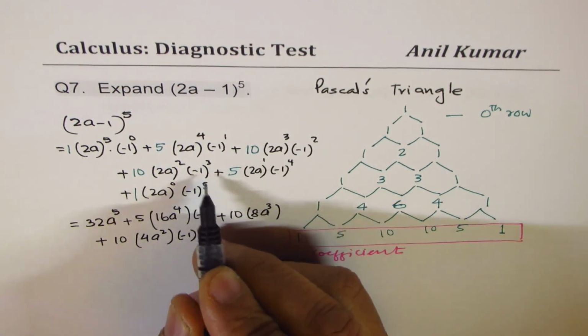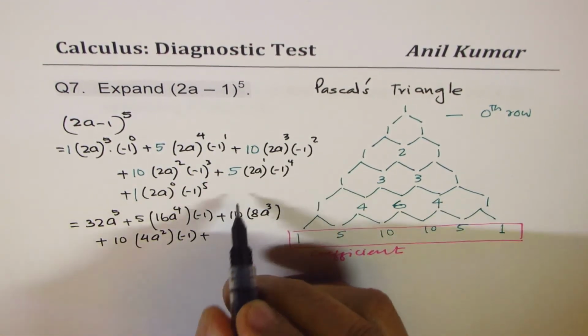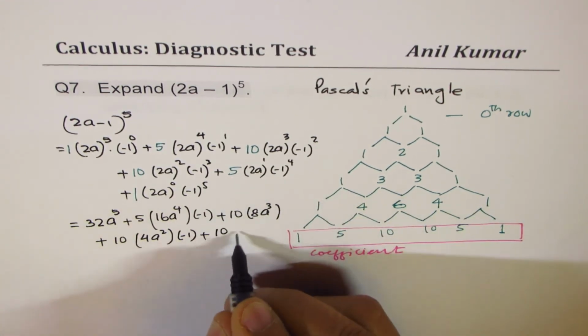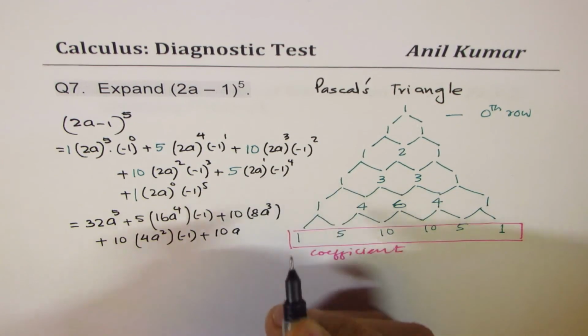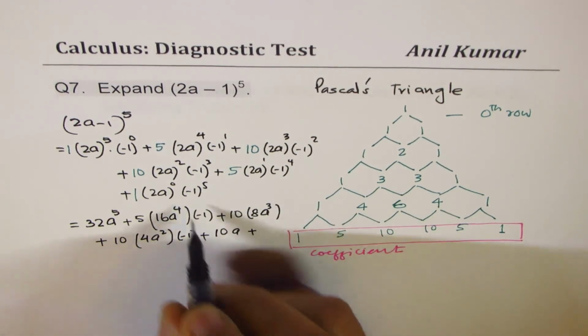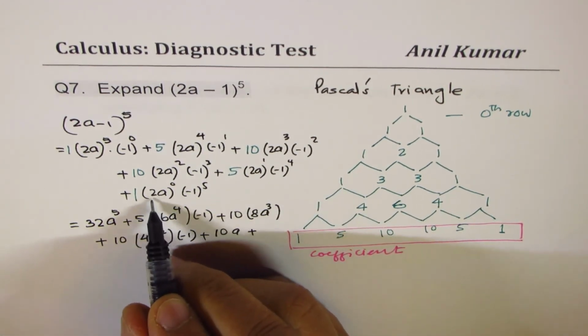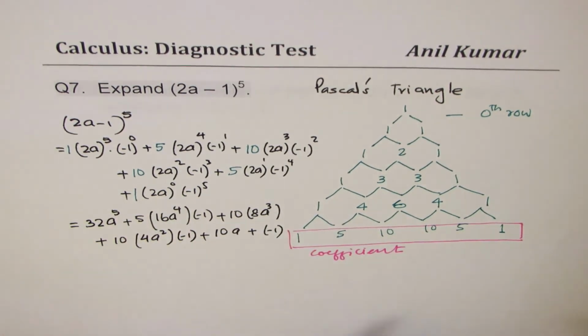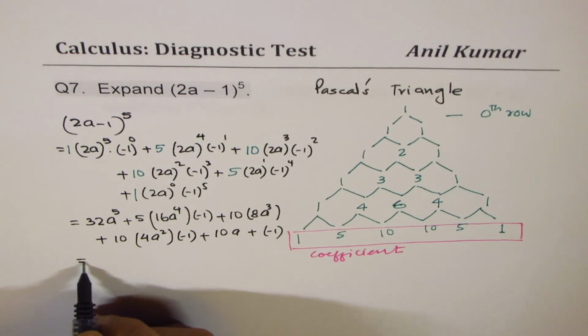Okay, so alternate terms are negative. That's why I'm keeping them. So 5 times 2 is 10. Let me write this as 10a, but this is positive. And the last term here will again be negative term. Anything to the power of 0 is 1, so I do get negative 1, right? So now let me rewrite the final answer.